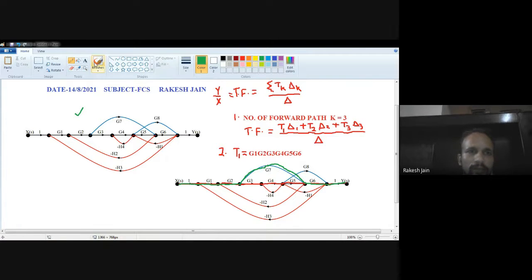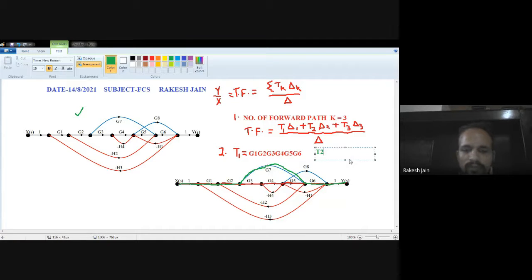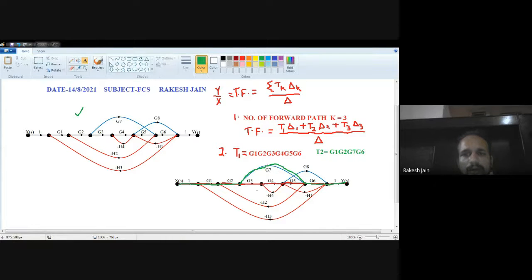So the second forward path is this one. The second forward path gain is T2, that will be G1, G2, G7 and G6. Now where is the third forward path? I am going to show you with this purple color. If you have any confusion, then see this correct image.